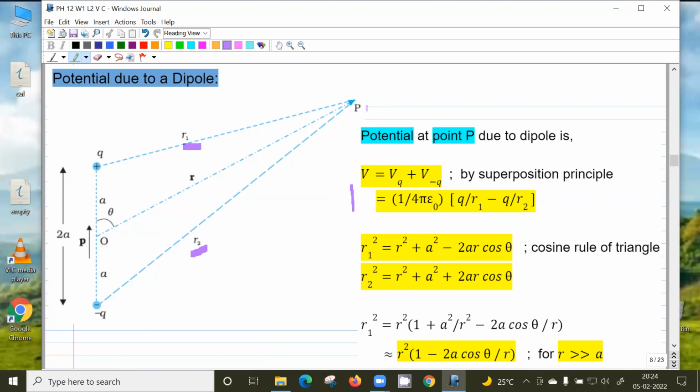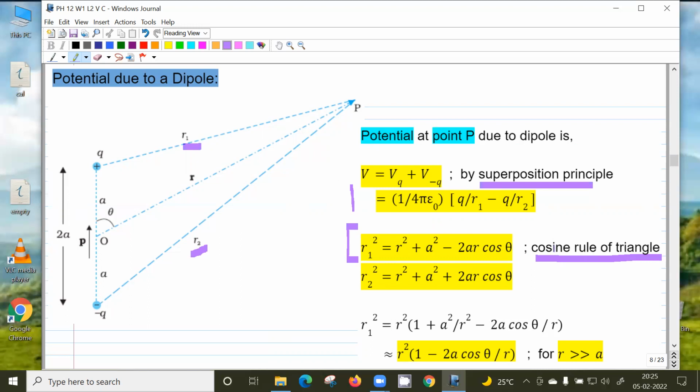This is the potential at point P due to a dipole, and by using the superposition principle, we can get this. R1 is related to R. If the point P is very, very far away, R is approximately equal to R1, and R2 is also approximately equal to R, the middle one. But in general, you have to write the general expression. This formula is called the cosine rule of a triangle.